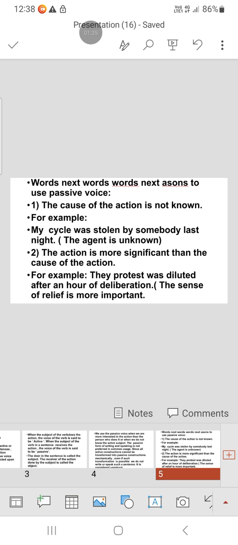First, the cause of the action is not known. For example, my cycle was stolen by somebody last night. Here, the agent is unknown.